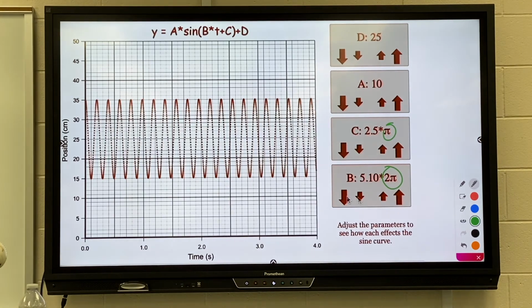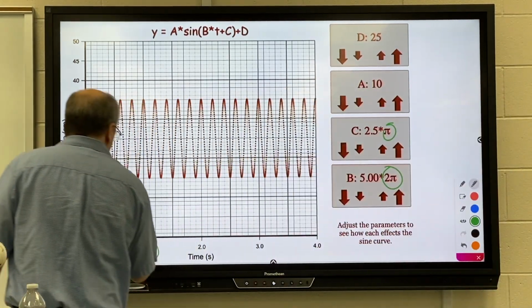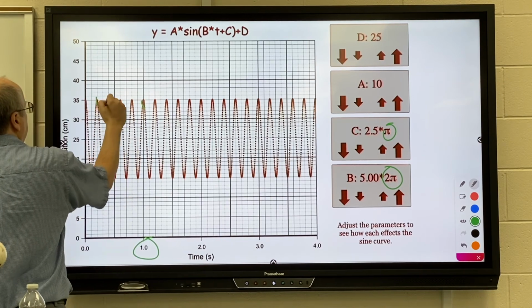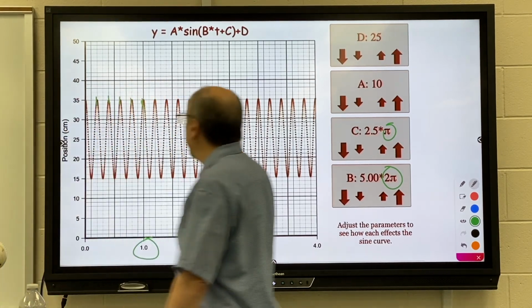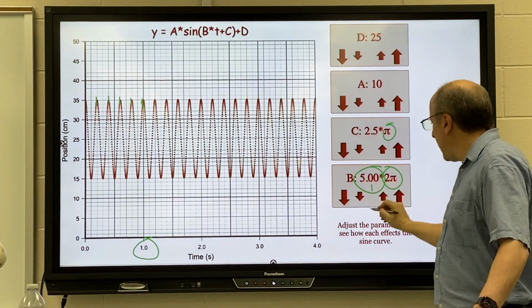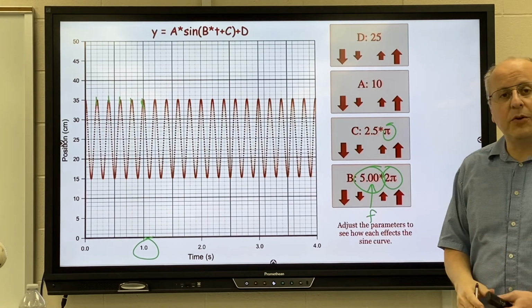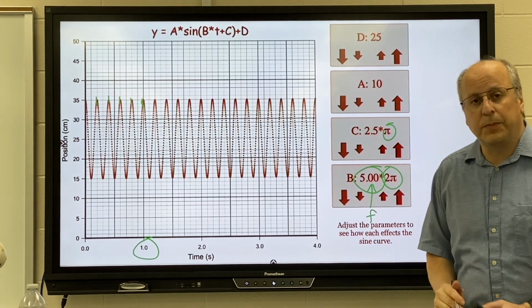In fact, if we set this at a B value of 5, we will notice 1, 2, 3, 4, 5. Perfect. 5 sine curves per second. So this 5 represents the frequency. So the B value is the frequency times 2 pi.